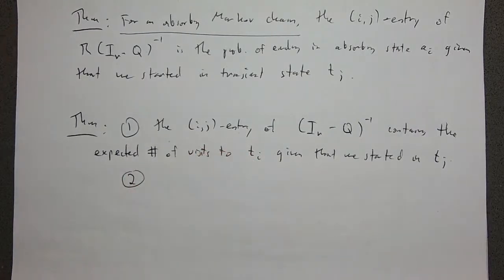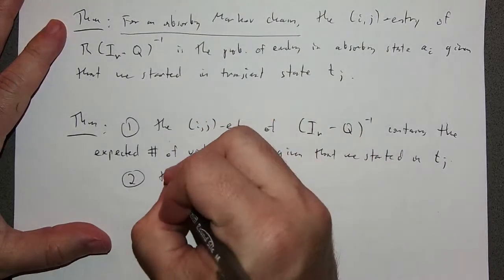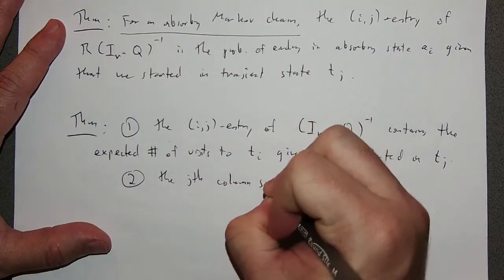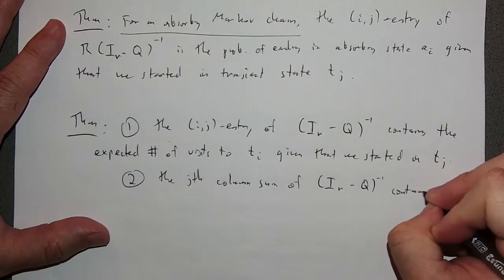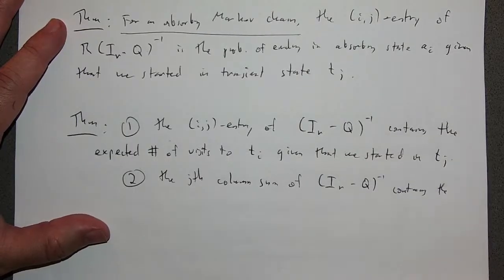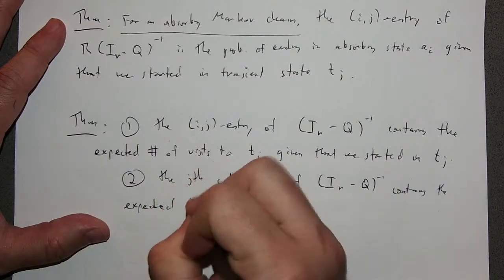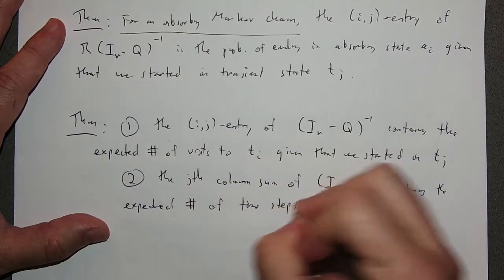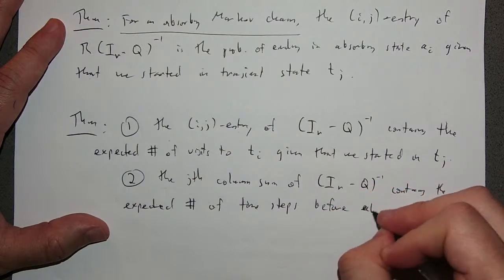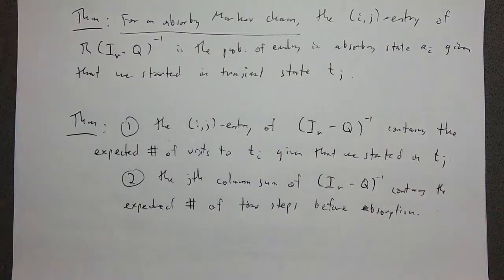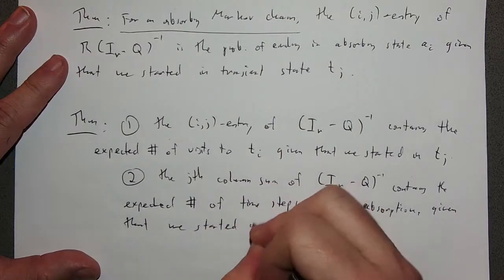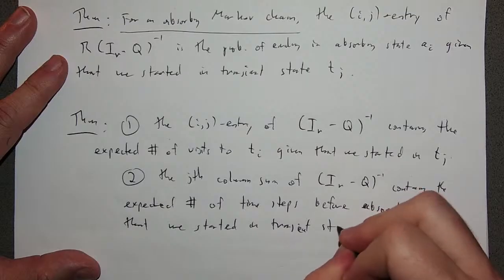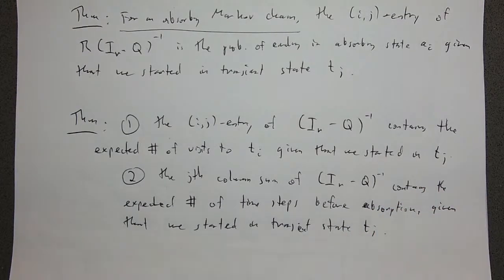And lastly, the jth column sum of (I minus Q) inverse contains the expected number of time steps before absorption, given that we started in transient state t sub j. Okay.